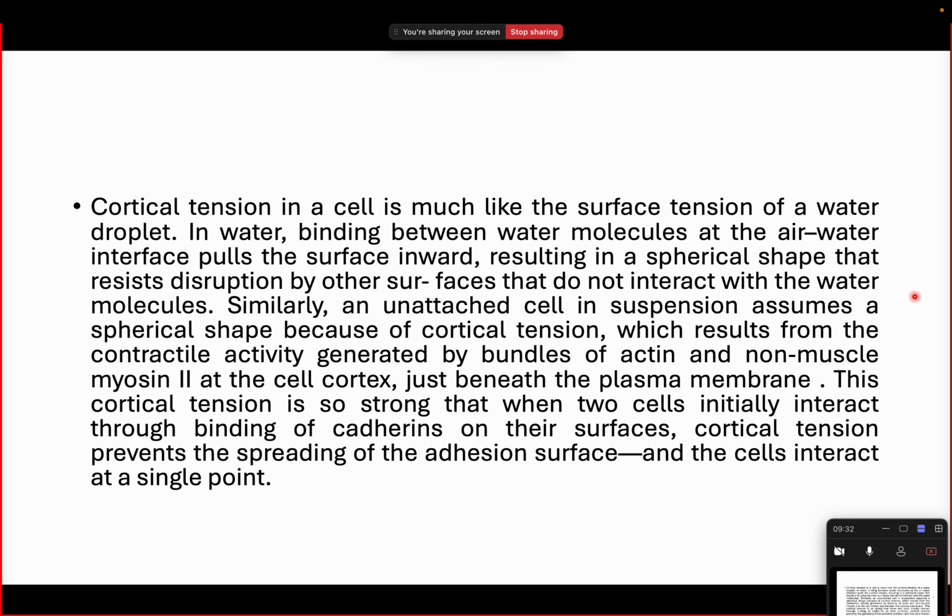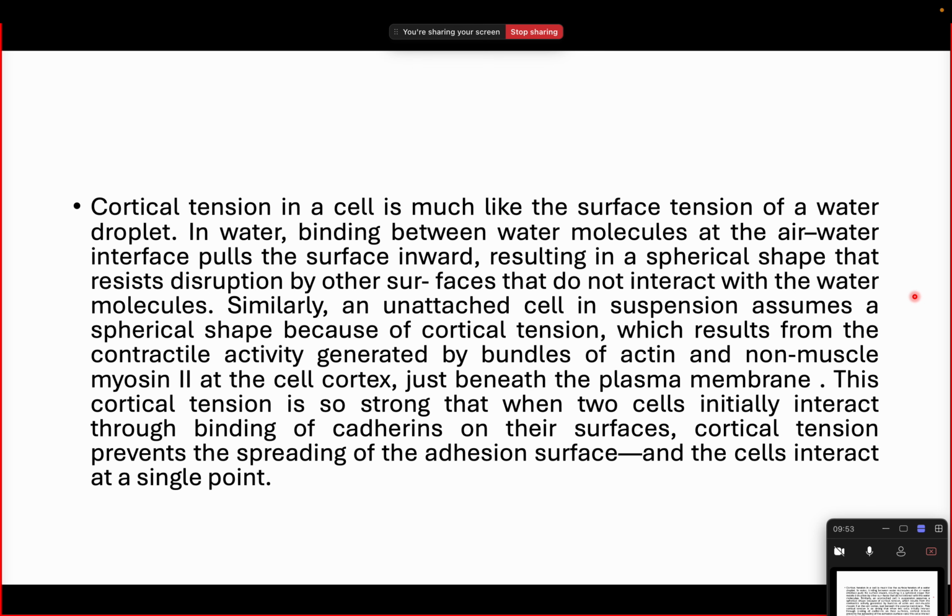Just beneath the plasma membrane, this cortical tension is so strong that when two cells initially interact through binding of cadherins on their surfaces, cortical tension prevents the spreading of the adhesion surface and the cells interact at a single point. So, do you understand what it means to say?